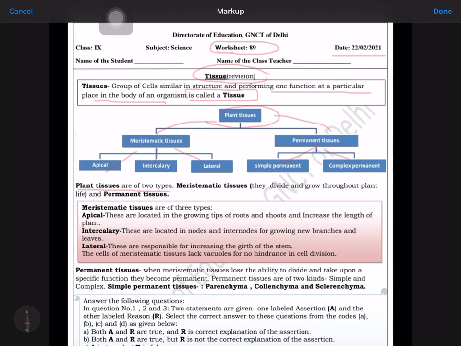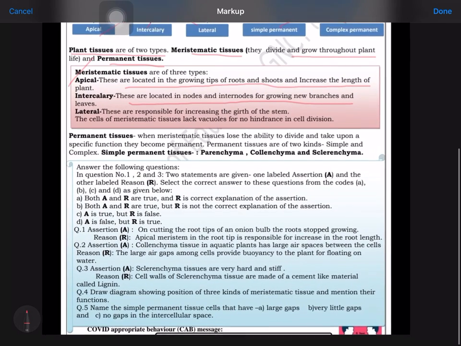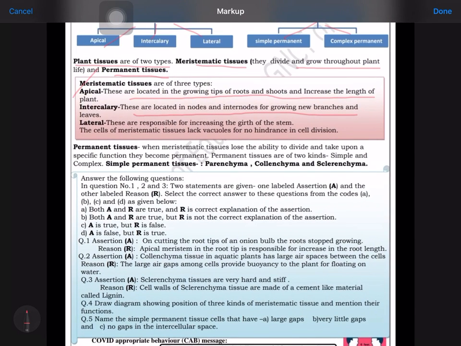Plant tissue is of two types: meristematic, which has the ability to grow and divide, and permanent. So when we say apical meristem, these are located in the growing tip of root and shoot and increase the length of the plant. Intercalary meristem is located in the nodes and internodes, growing new branches and leaves, and lateral meristem is responsible for increasing the girth of the stem. The cells of meristematic tissue lack vacuoles, for no hindrance in cell division.